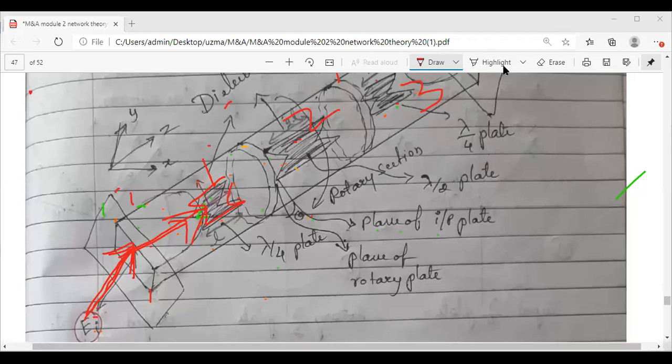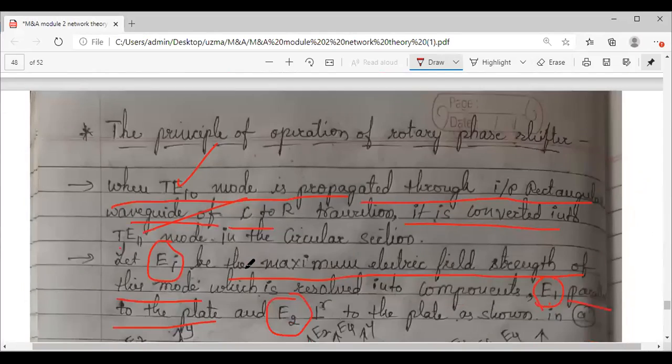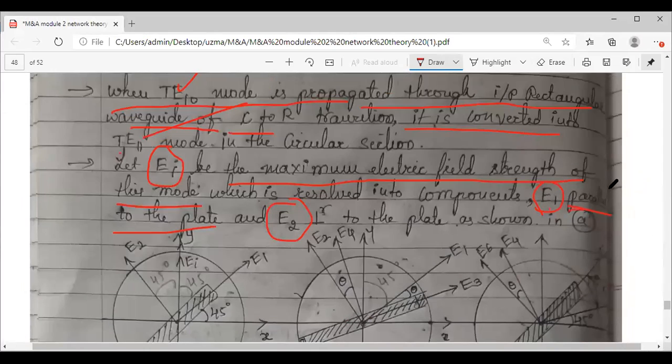So let me just repeat it one more time. Whenever a wave enters, the electric field enters this, and I'm telling you, this is the TE10 mode, because it is a rectangular waveguide. When the wave enters, it resolves into two components. One is horizontal, E1, the other is vertical, E2. You can see here, E1 is parallel to the plate and E2 is perpendicular to the plate.